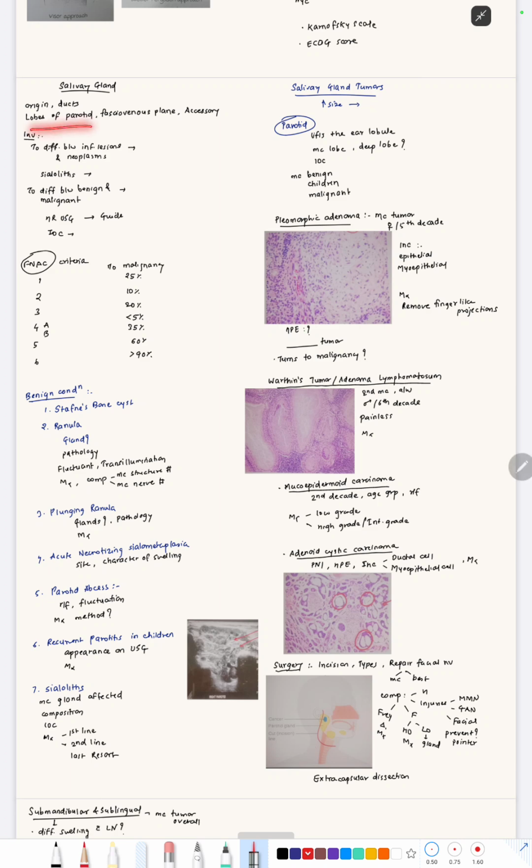Then the lobes of parotid: there are two lobes, the superficial lobe and the deep lobe. There is a plane that divides them, called the faciovenous plane. It consists of the facial nerve, external carotid artery, and the retromandibular vein. Accessory parotid is present in 20 to 60% of individuals.